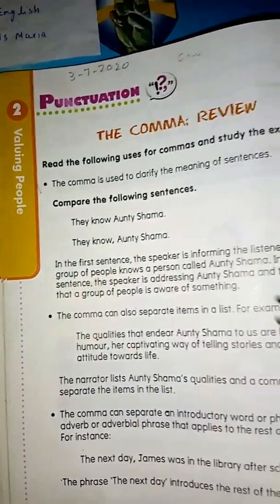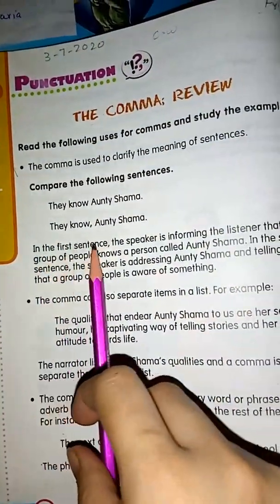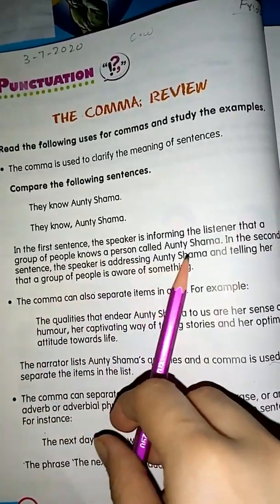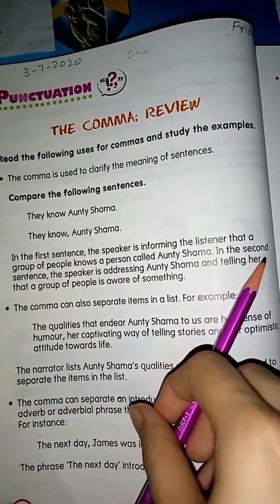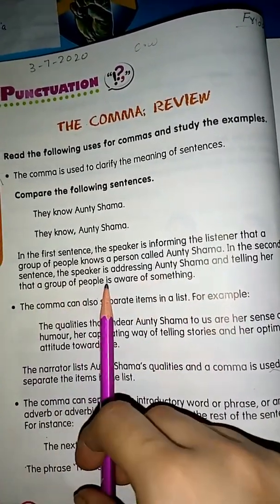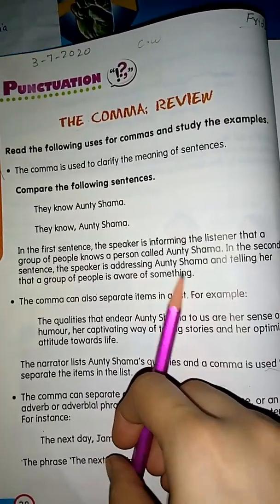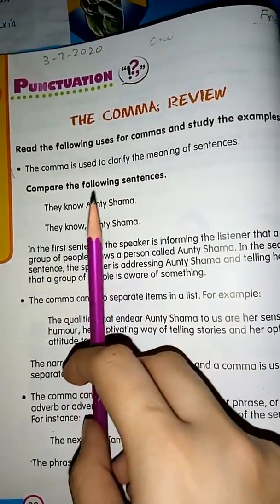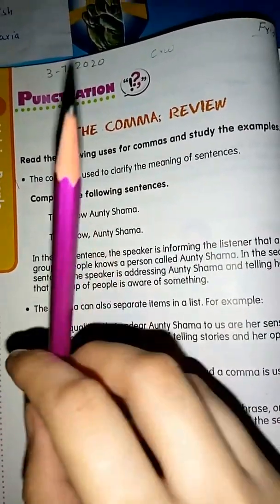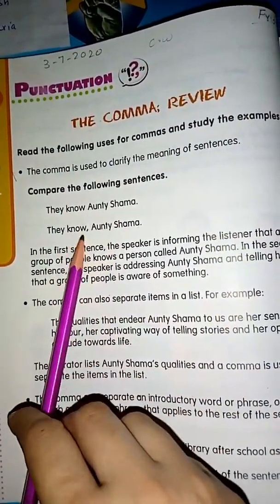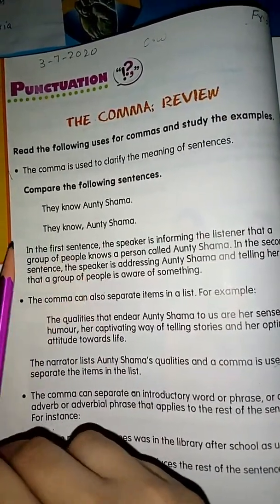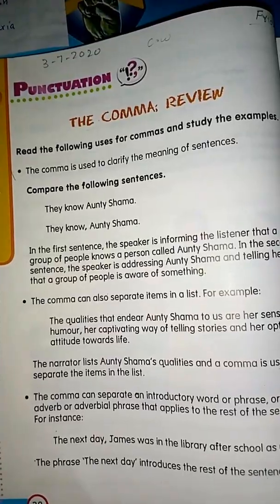Auntie Shama. Okay. Then in the first sentence, the speaker is informing the listener that a group of people knows a person called Auntie Shama. In the second sentence, the speaker is addressing Auntie Shama and telling her that a group of people is aware of something. Okay.